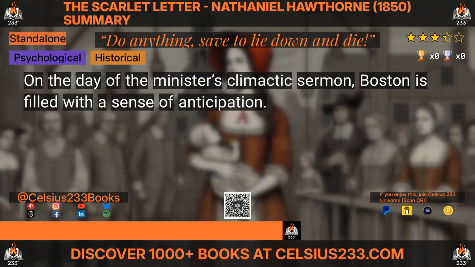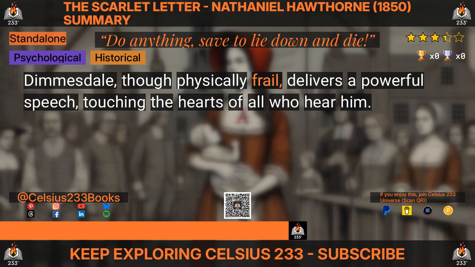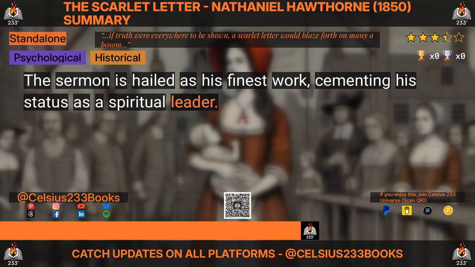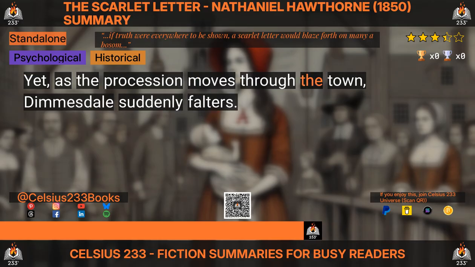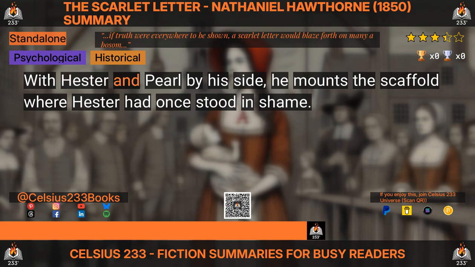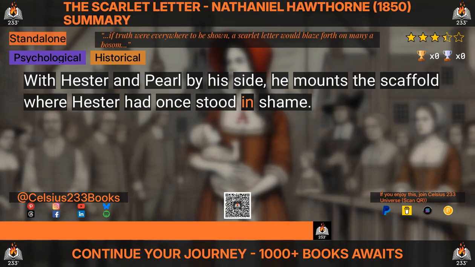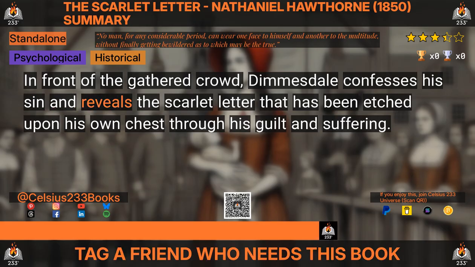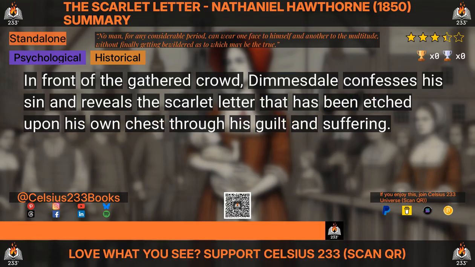On the day of the minister's climactic sermon, Boston is filled with a sense of anticipation. Dimmesdale, though physically frail, delivers a powerful speech, touching the hearts of all who hear him. The sermon is hailed as his finest work, cementing his status as a spiritual leader. Yet, as the procession moves through the town, Dimmesdale suddenly falters. With Hester and Pearl by his side, he mounts the scaffold where Hester had once stood in shame. In front of the gathered crowd, Dimmesdale confesses his sin and reveals the scarlet letter that has been etched upon his own chest through his guilt and suffering.